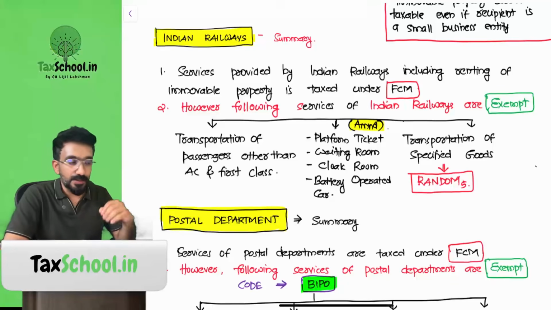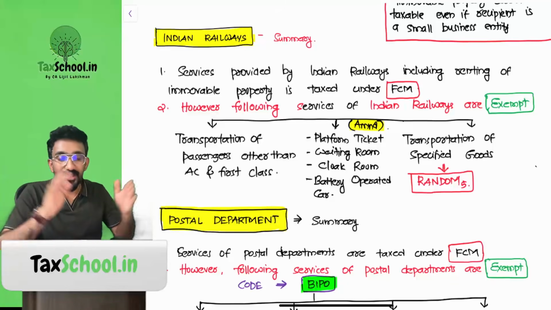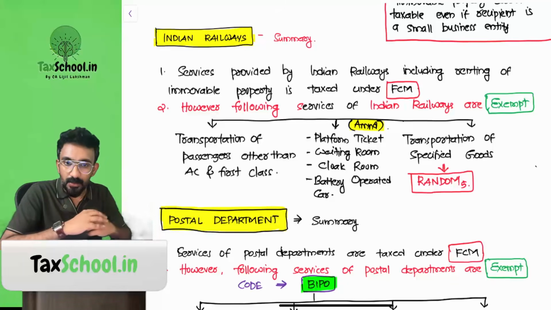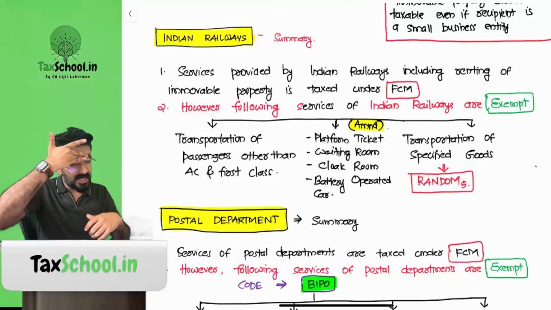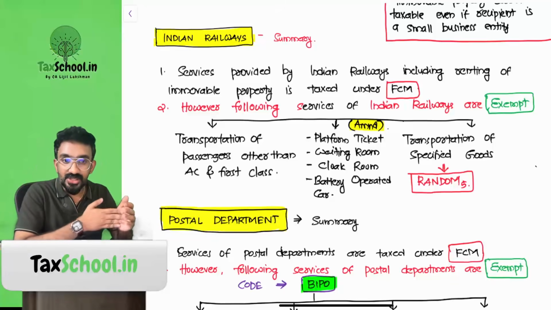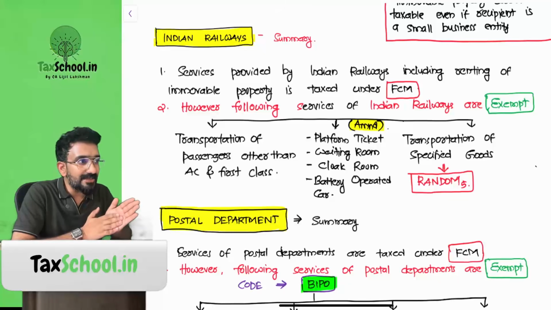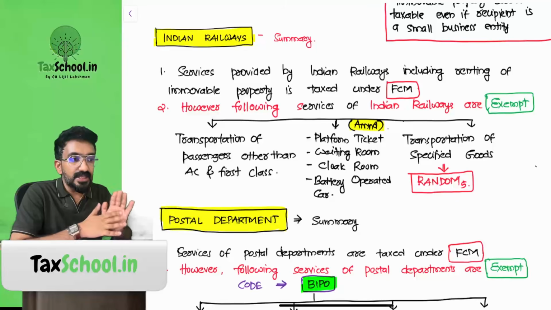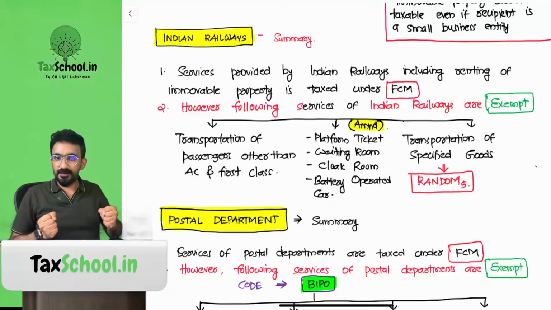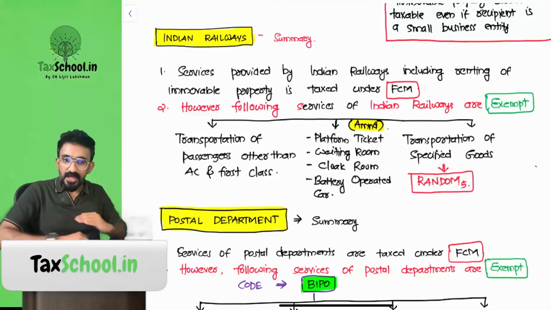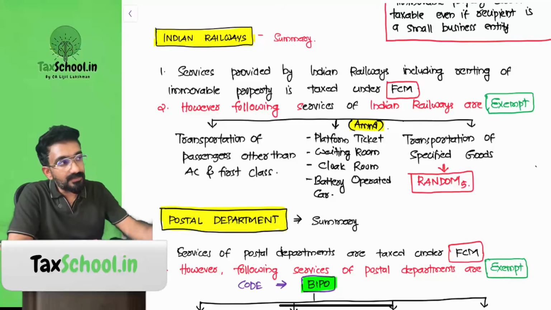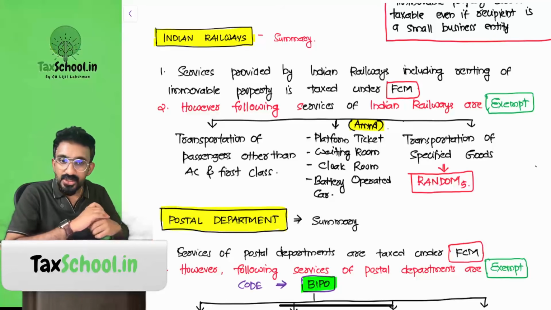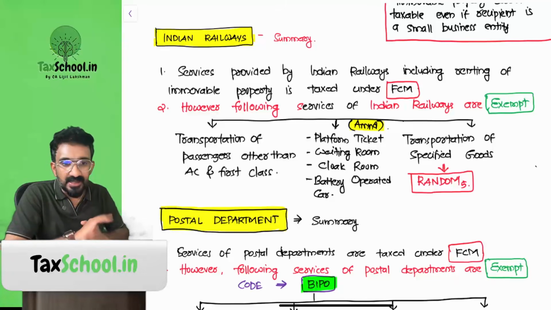Battery operated car, which means in all big railway stations which have 20-30 platforms, for example, the Chennai railway station, they will let you get into a golf cart. You can get into a vehicle. That vehicle will drive you from platform number 1 to platform number 15 and carry your luggage as well. You have to pay say 100 rupees. Would it be taxable or exempt? This will also be exempt, only 150 rupees.